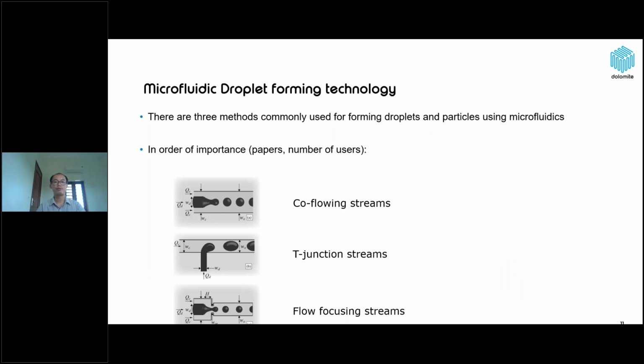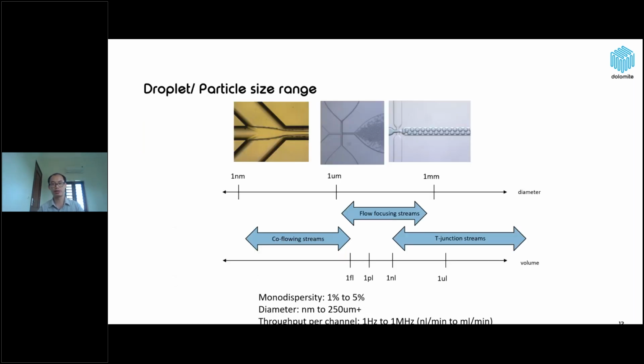So, the microfluidic droplet forming technologies. Today there are 3 main methods used for forming droplets and particles using microfluidics. We classify them in order of importance, by the number of papers and users, as follows: the core flow stream, the T-junction stream, and the flow focusing stream. With different types of microfluidic methods, we get different droplet and particle ranges.